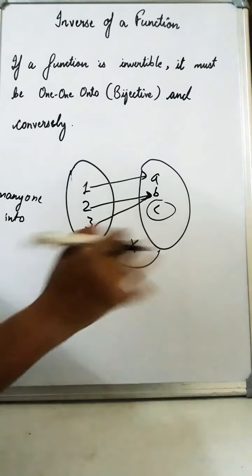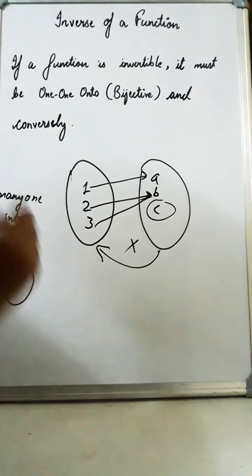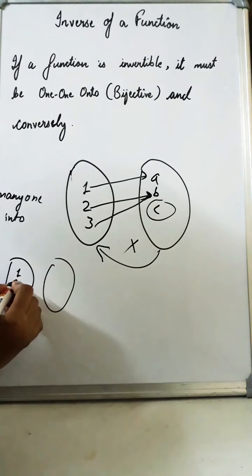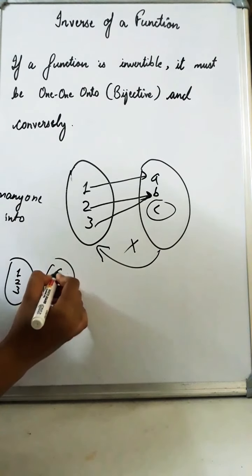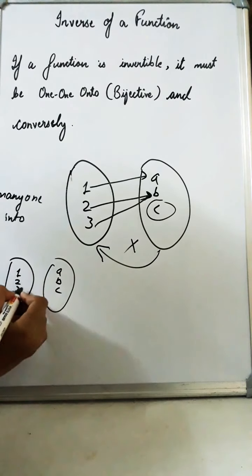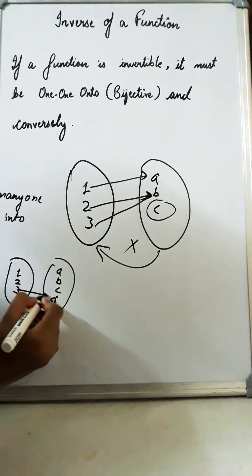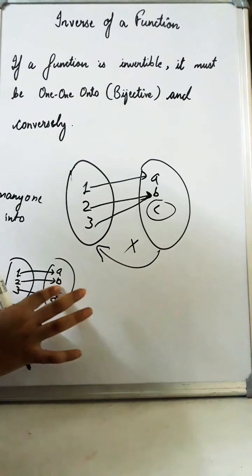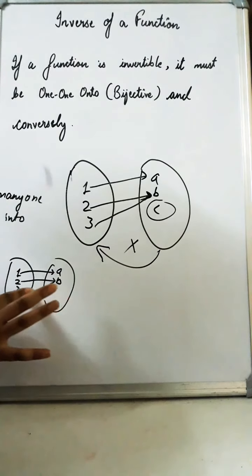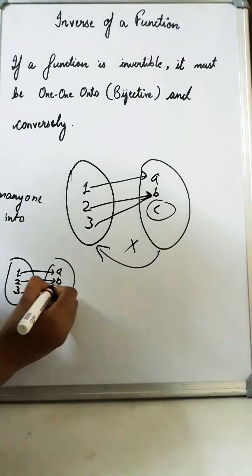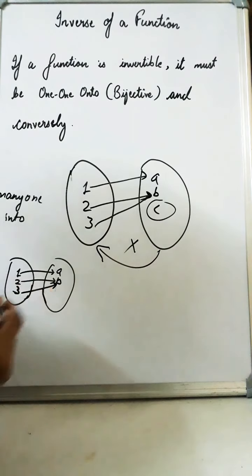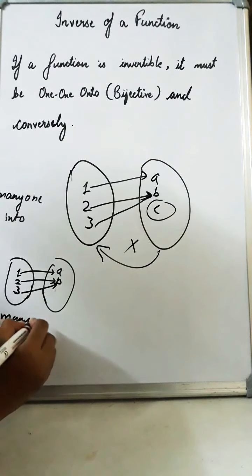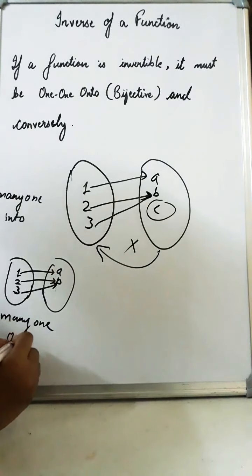Similarly, you can verify this for all other mappings except 1-1 onto. Suppose it is 1 2 3 and A B C. Suppose it's like this, 3 is also mapped to B. Now you see, what is this? This is many-one onto, many-one also and onto.